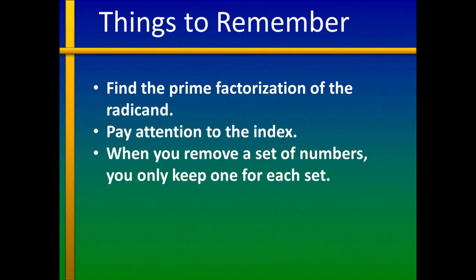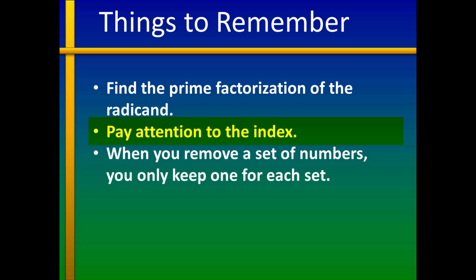So in this module, there are a few things that you want to make sure you remember. First, when you're using this method to simplify radicals, you want to start with the prime factorization of the number. Look for all your prime numbers that multiply together to give you the number that's under the radical symbol, called the radicand. You want to make sure you pay attention to the index. That's the number on the outside. Like in example number 3, we had a cube root, so the index was 3.